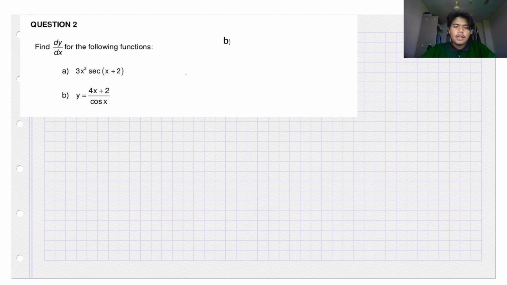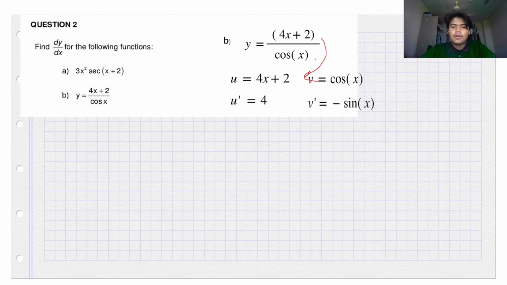For the b, it was given to us y equals bx plus 2 divided by cos s. So the u is bx plus 2, differentiate it and become 4. For the v is cos s. For cos s is v, and differentiate it become negative sin bracket s. So we are using the quotient rule.